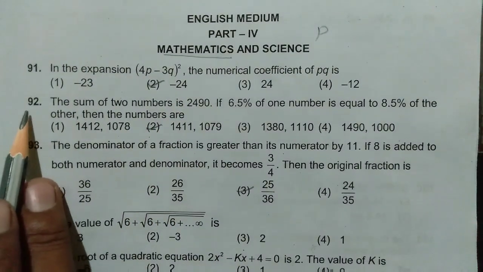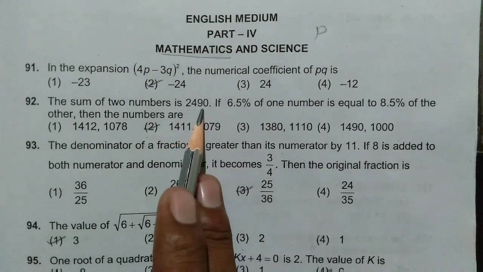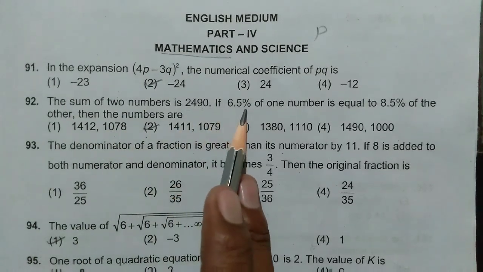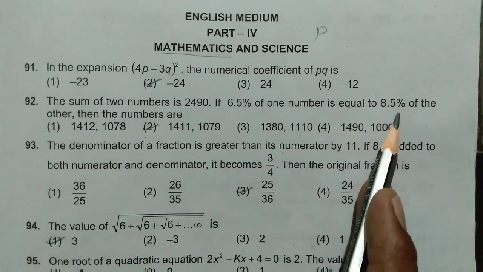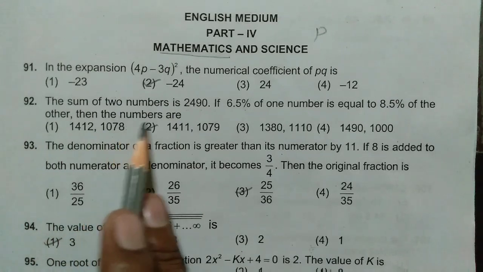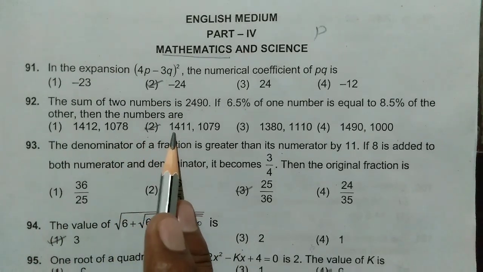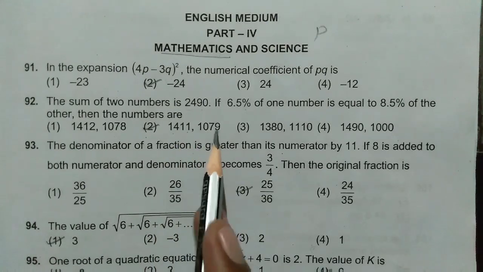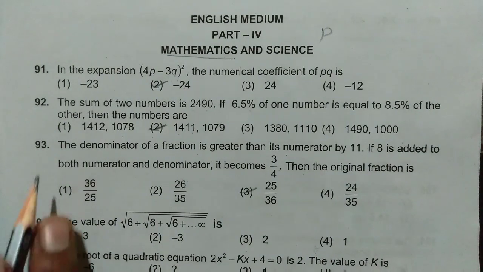Next, question 92: the sum of two numbers is 2490. If 6.5% of one number is equal to 8.5% of the other, then the numbers are 1411 comma 1079. So this is the correct answer. Next I will go to the third question.